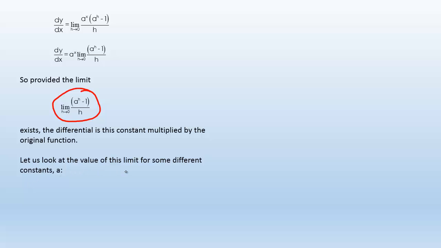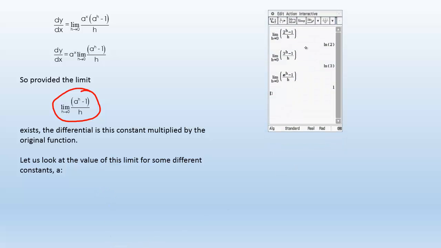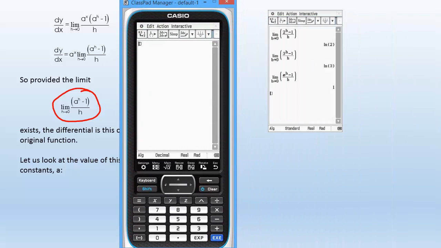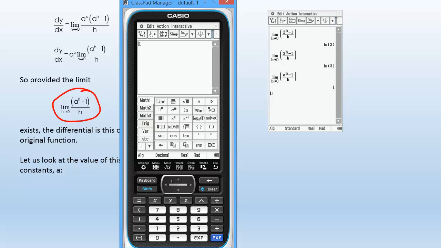Let's look at the value of this limit for some different constants a. So we're going to put some different values of a in and see what happens. And I've evaluated these on the calculator. The calculator can do limits. In fact, let's just drag the calculator in and let's look at where we'll find that. And I think it's in Math 2. And there it is. There's the limit function just there. So we can put in h tends to 0 and put an expression in here.